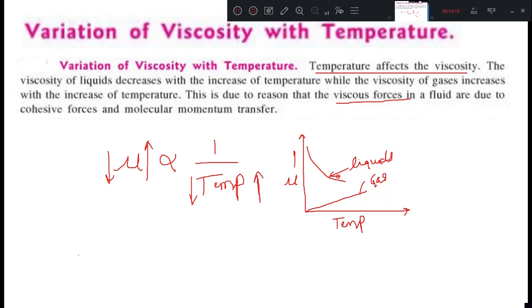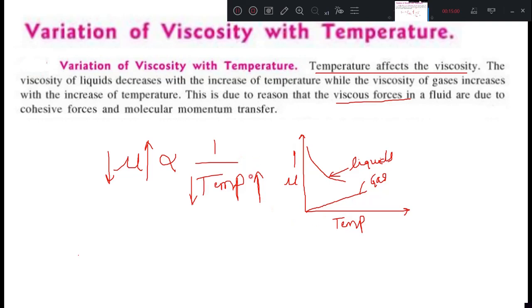Molecular momentum transfer predominates due to closely packed molecules, and with an increase in temperature, the cohesive forces decrease, with the result of decreasing viscosity. You can observe here, as the temperature increases, the cohesive force decreases, hence the viscosity decreases. But in the case of gases, the cohesive forces are small and the molecular momentum transfer predominates. With increasing temperature, molecular momentum transfer increases and hence viscosity increases.